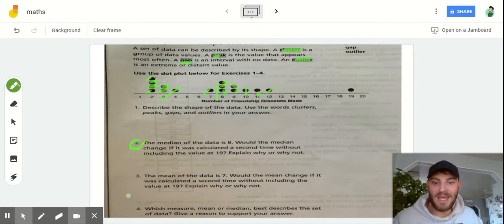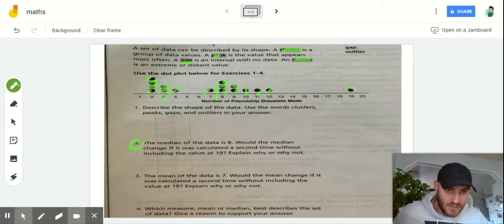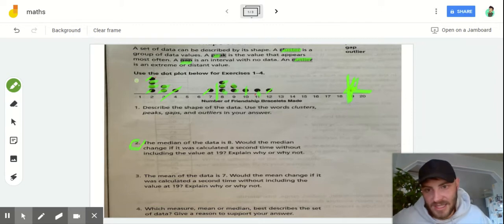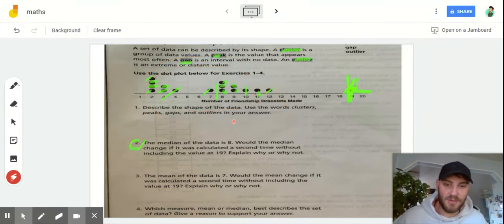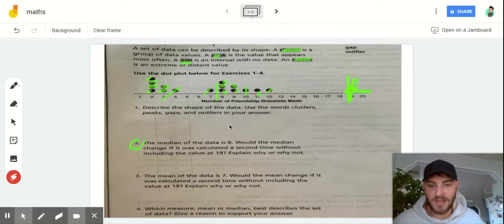All right, now the mean of the data is 7. What would it mean if you changed it and calculated a second time without 19? Well, I imagine it would get smaller again for the exact same reason. You take out the biggest one, and now you have just this data set in here. And with these two clusters, it would add up and then divide by a little bit smaller of a number, meaning your mean would be smaller. That's it. And then it says which measure, mean or median, describes the set best.